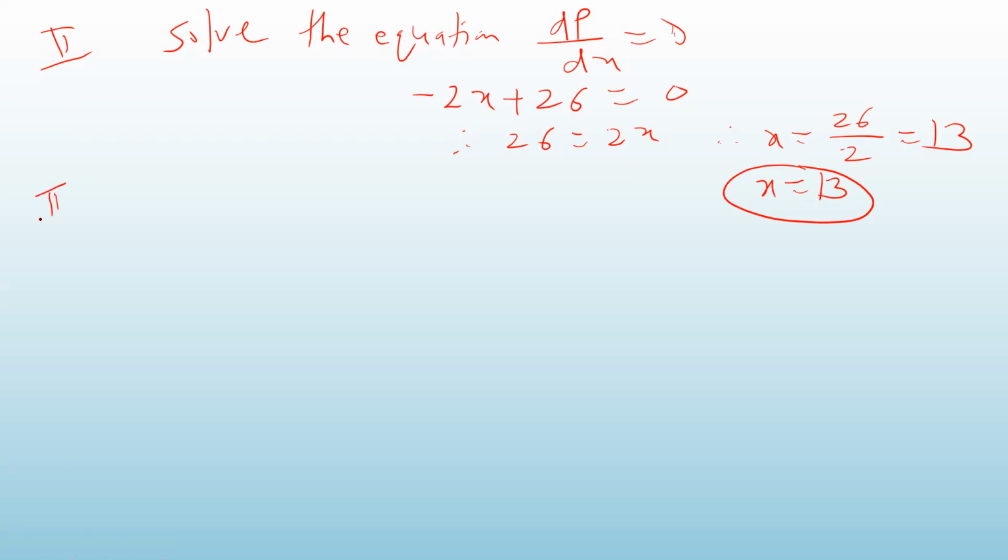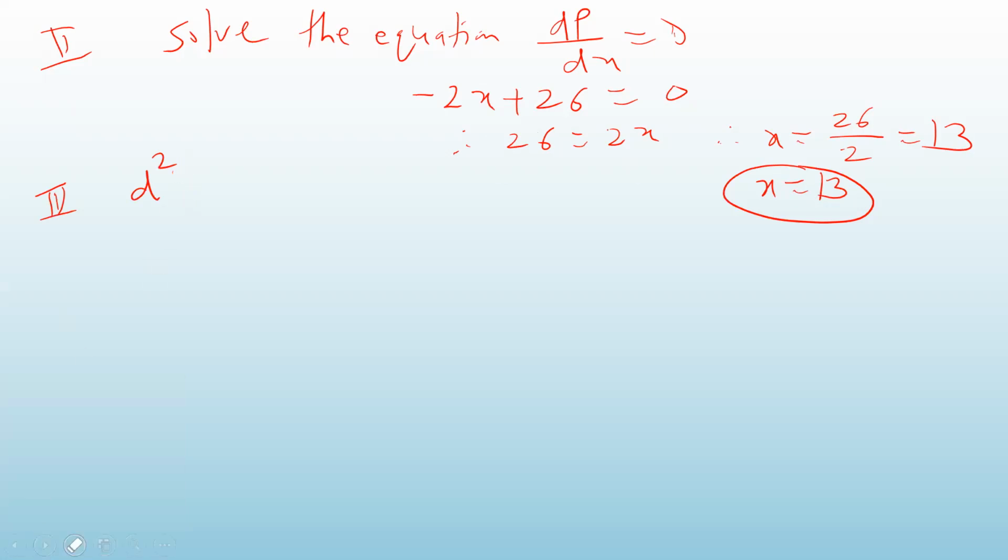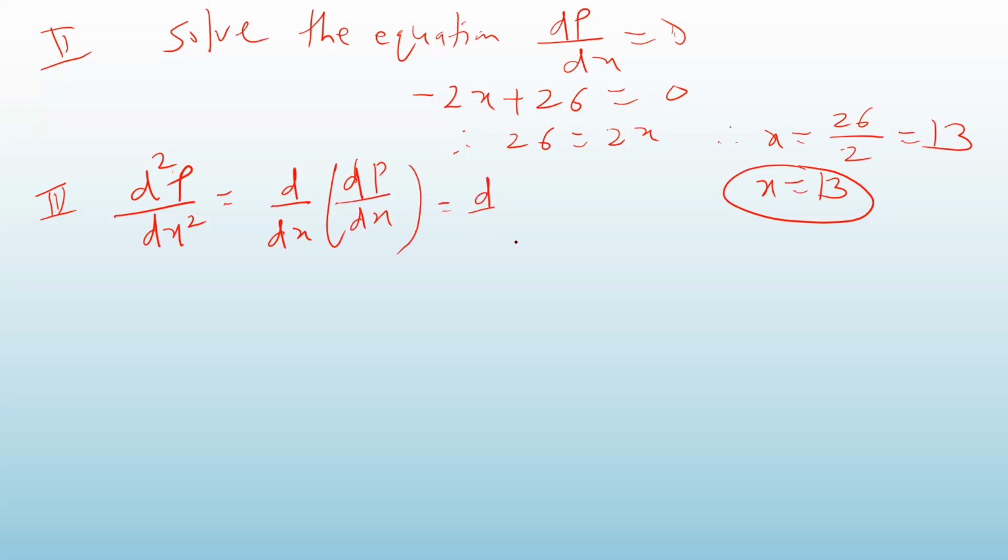Now what do we have to do in the third step? We have to find the second order derivative. So first of all, find out the second order derivative of p, not y. How do we define the second order derivative? It is the derivative of the first order, correct? And first order is minus 2x plus 26. This is your first order derivative of p.